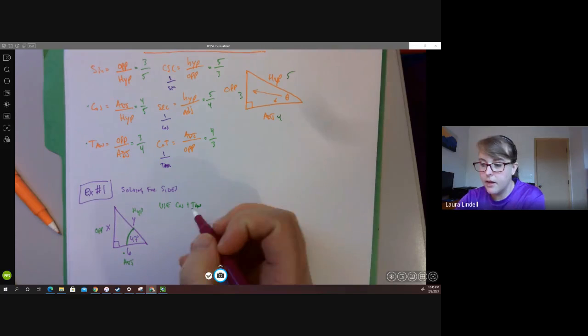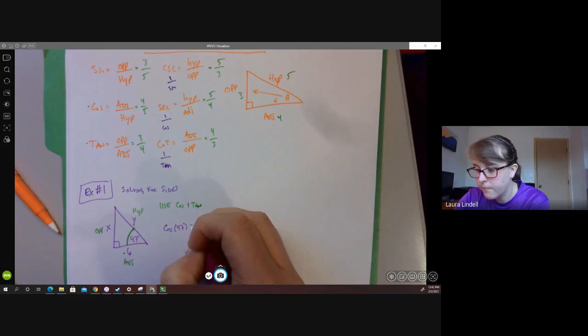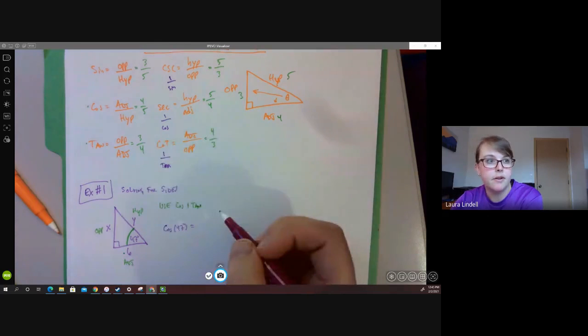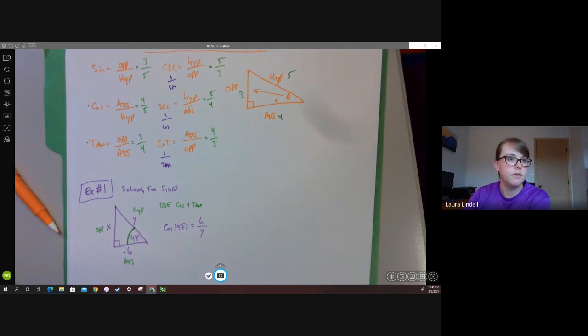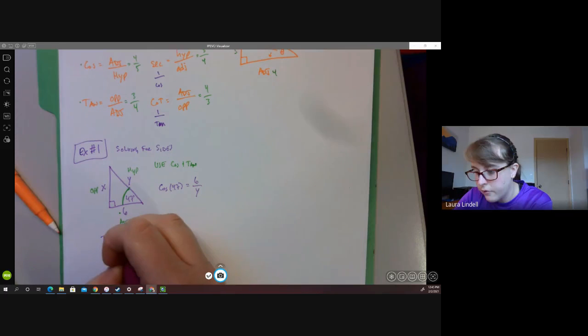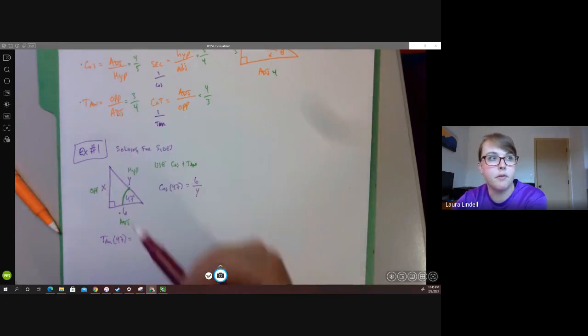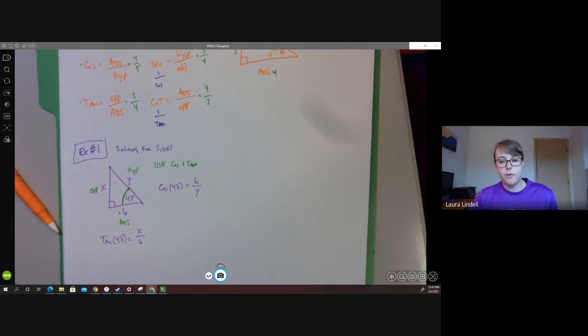So the first equation I'm going to set up using cosine. Well, I know that cosine of 47 is adjacent over hypotenuse. So that would be 6 over y. So that's going to be my first equation, and I would solve this equation for y. My second equation is going to involve tangent. We know that tangent of 47 is opposite over adjacent, so x over 6. So that's the other equation that I'm going to use to solve for x.